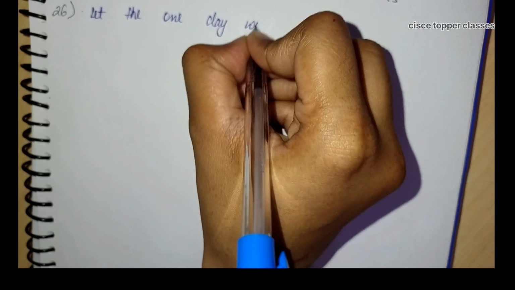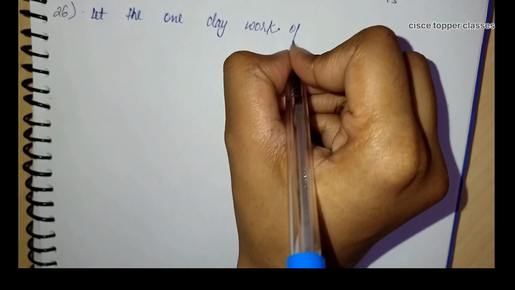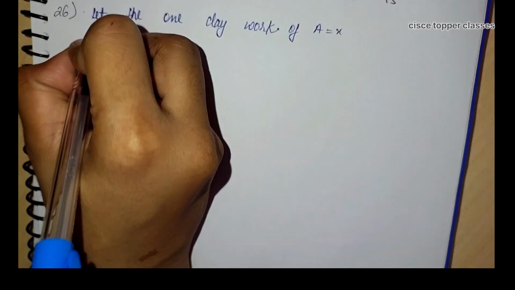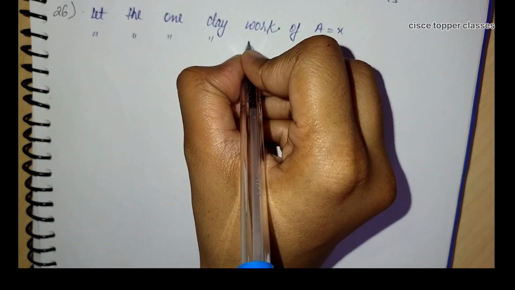Let us solve the 26th question here, which is A and B together can do a piece of work in 15 days. If A one day work is 1.5 times the one day work of B, find in how many days can each do the work. So let the one day work of A is equal to X, and let the one day work of B is equal to Y.